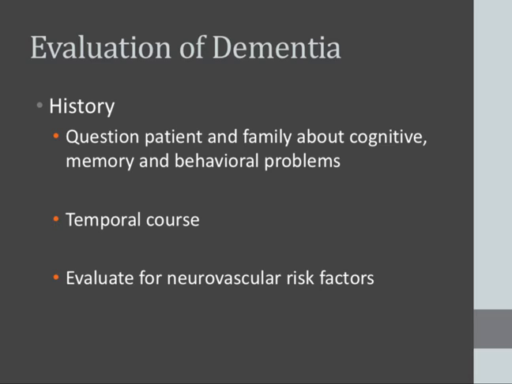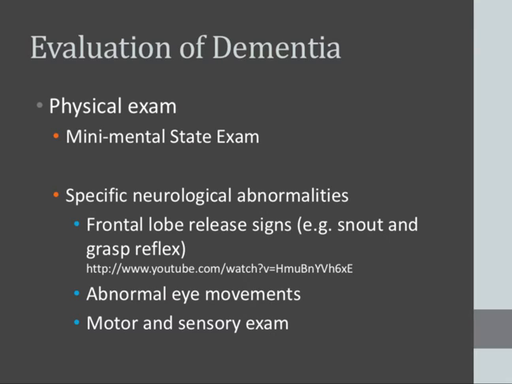We also want to evaluate patients for neurovascular risk factors, so hypertension, diabetes, history of coronary artery disease. All of these things may indicate a dementia that's of neurovascular origin. Specific components of the physical exam that are important to include are going to be the Mini-Mental Status or the Mini-Mental State exam. It's likely the most important part of your objective assessment. We also want to look at specific neurologic abnormalities.